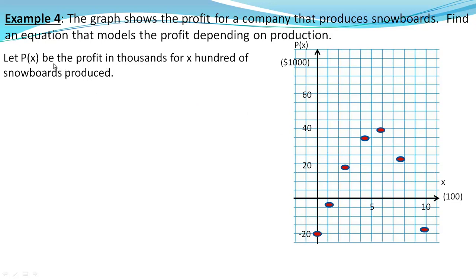So it says let P of X be the profit in thousands. So that's why the thousands is here. This is the profit in thousands. For X, this is in hundreds of snowboards produced. So keep in mind that that doesn't mean 5, it means 500. That 20 means 20,000.